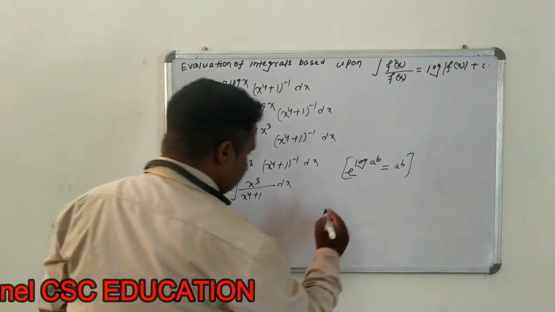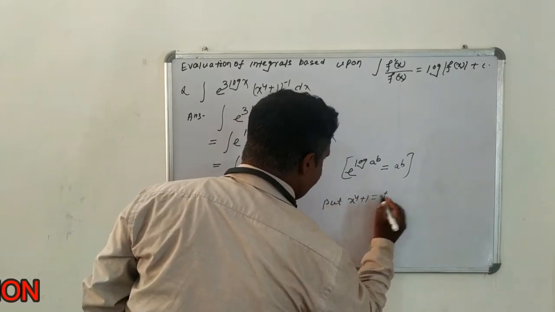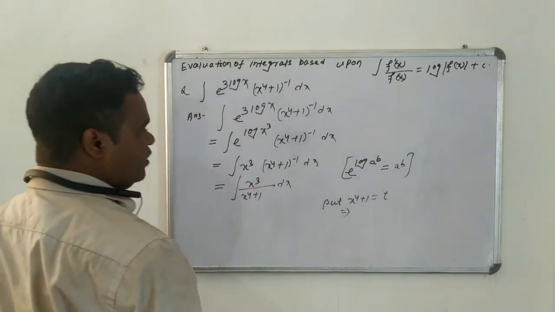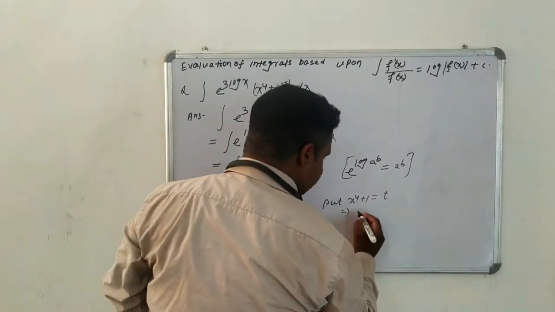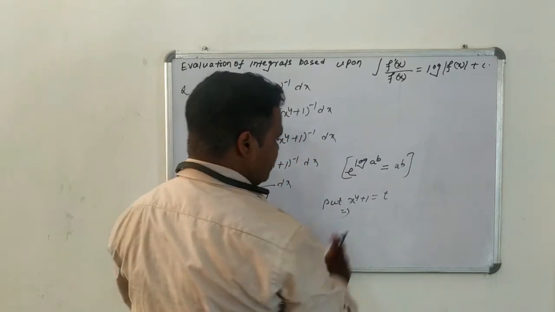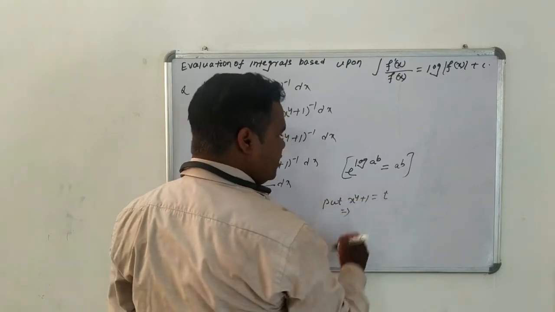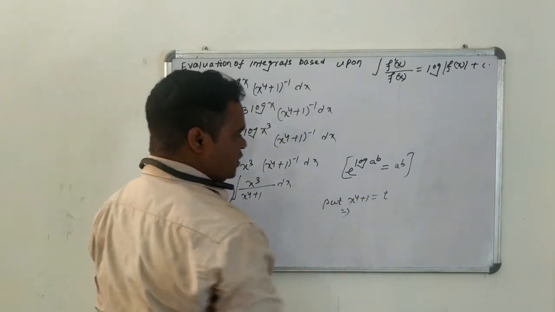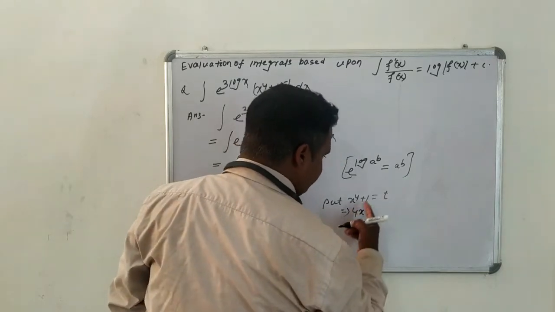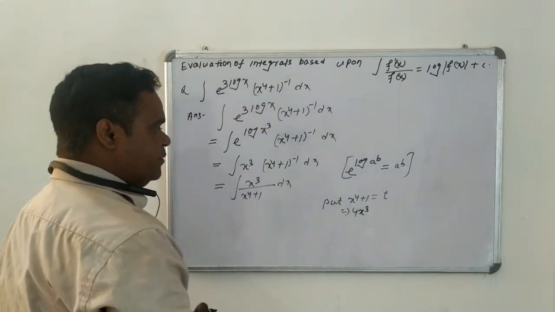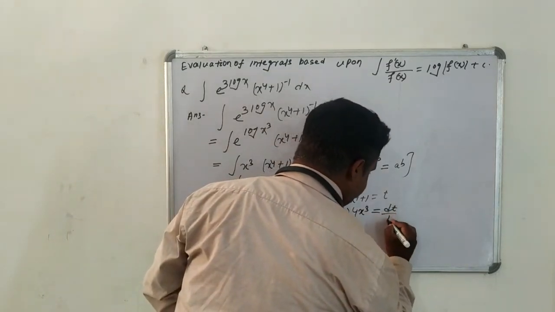Now put in the lower part x to the power 4 plus 1 equals t. So t is a function of x. Take the derivative both sides with respect to x: dt by dx equals derivative of x to the power 4 plus 1. Derivative of x to the power 4 is 4x cube, and 1 is a constant, and the derivative of a constant is 0. So this value equals dt by dx.